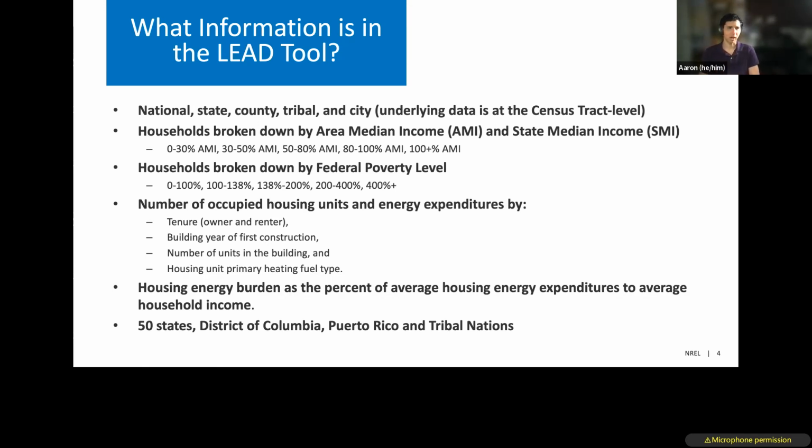The outputs from this are energy burden, as a percentage of the average housing energy expenditures to the income. From our data sources, we have the income level and the energy costs, and so we're able to calculate energy burden based off of those. We have this, as you see here, for all the states, District of Columbia, Puerto Rico, and the tribal nations.